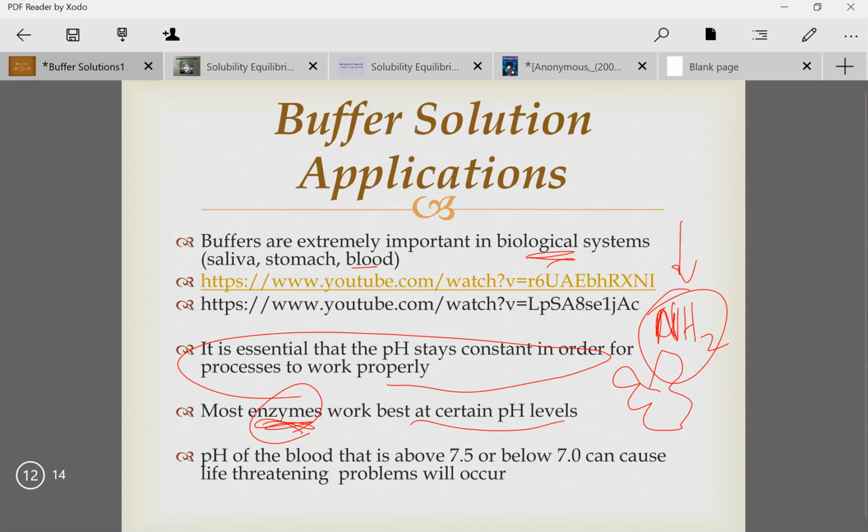And so there are optimum pH levels for each enzyme, and that's why our stomach is acidic, but our intestines are basic, because the enzymes in the stomach work best in an acidic medium, and the enzymes in the intestines work best in a basic or alkaline medium. And therefore, our pH range in the blood is essentially between 7 and 7.5. Above this or below this causes severe problems because of important reactions not occurring in our body. So that's just one application of buffers.